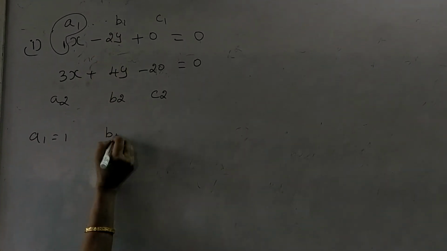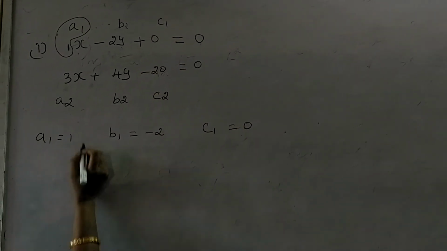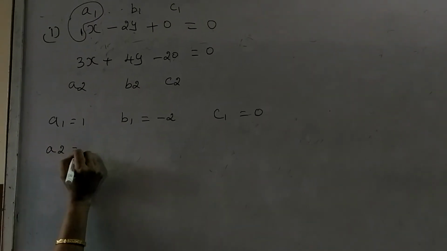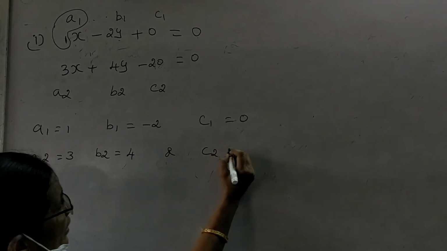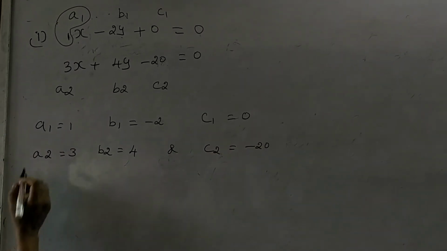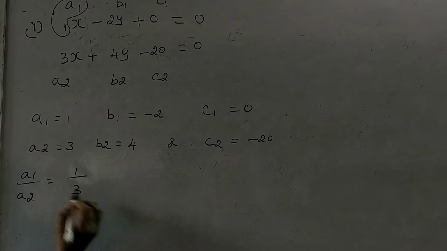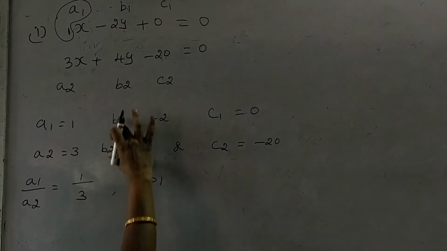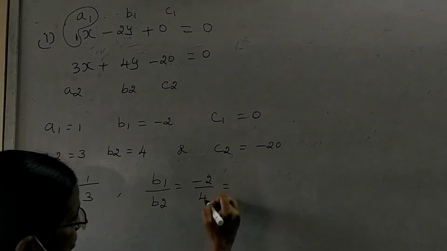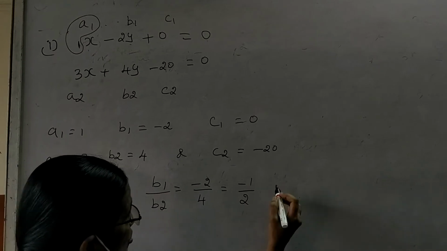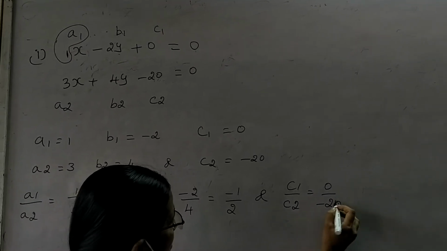b1, minus sign is there, so b1 is equal to minus 2. c1 is equal to 0. Similarly, comparing, we get a2 is equal to 3, b2 equal to 4 and c2 equal to minus 20. Now I find the ratio of a1 upon a2. a1 upon a2 is 1 upon 3. Then I find the ratio of b1 and b2. It is minus 2 upon 4, which can be simplified to minus 1 upon 2. And I also find c1 upon c2, which is 0 upon minus 20.